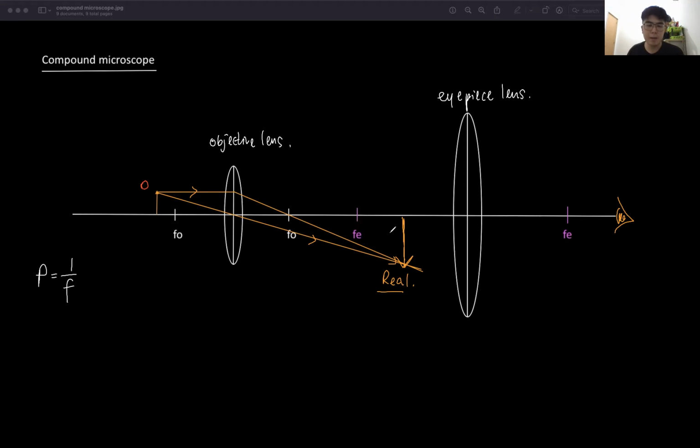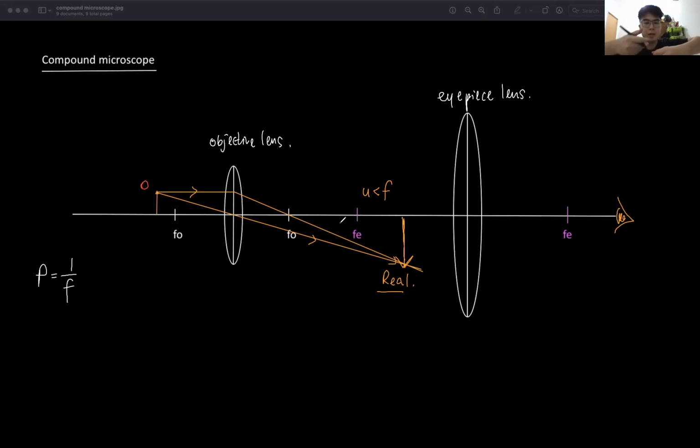And also, the objective lens must form the image within the focal length of the eyepiece, FE. That means this image here cannot be outside of FE. It must be less than F. U must be less than F.